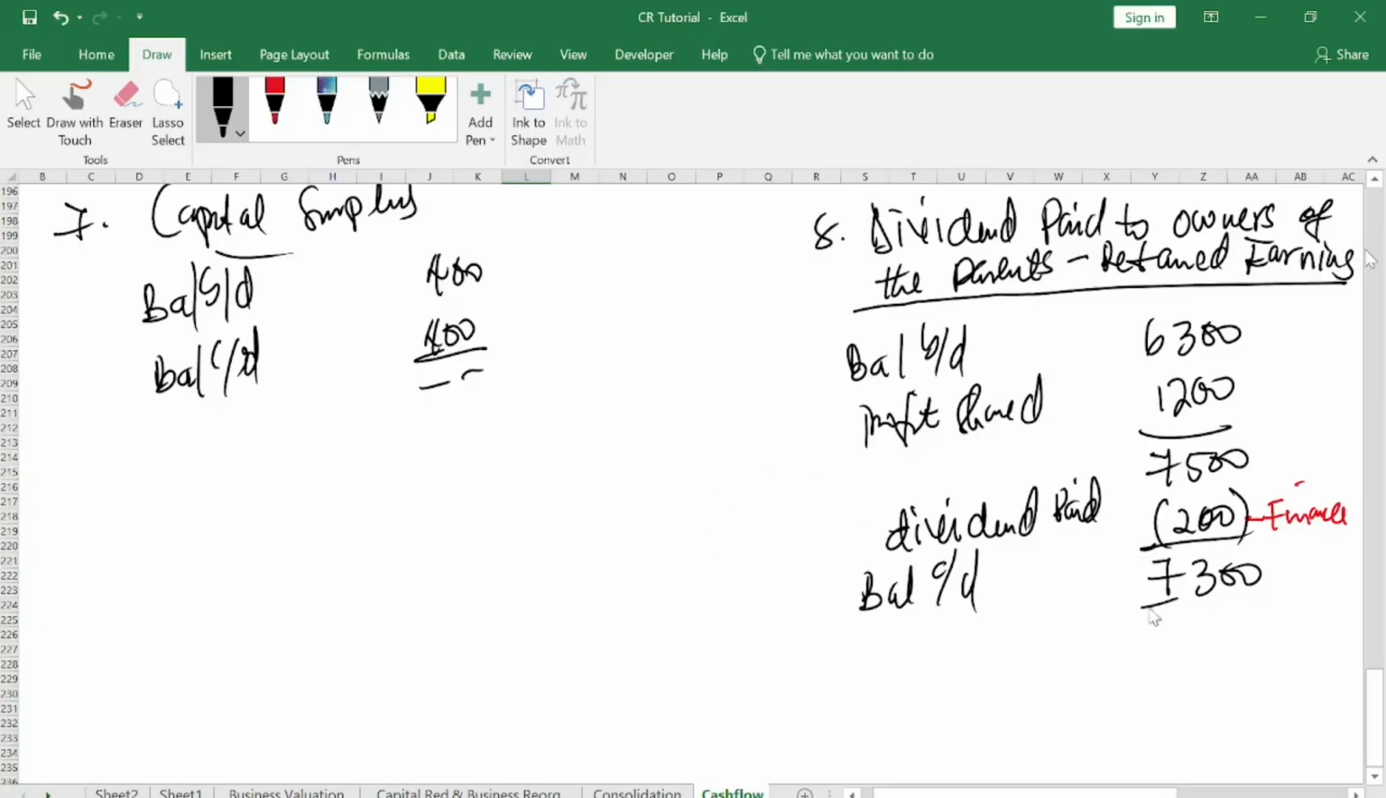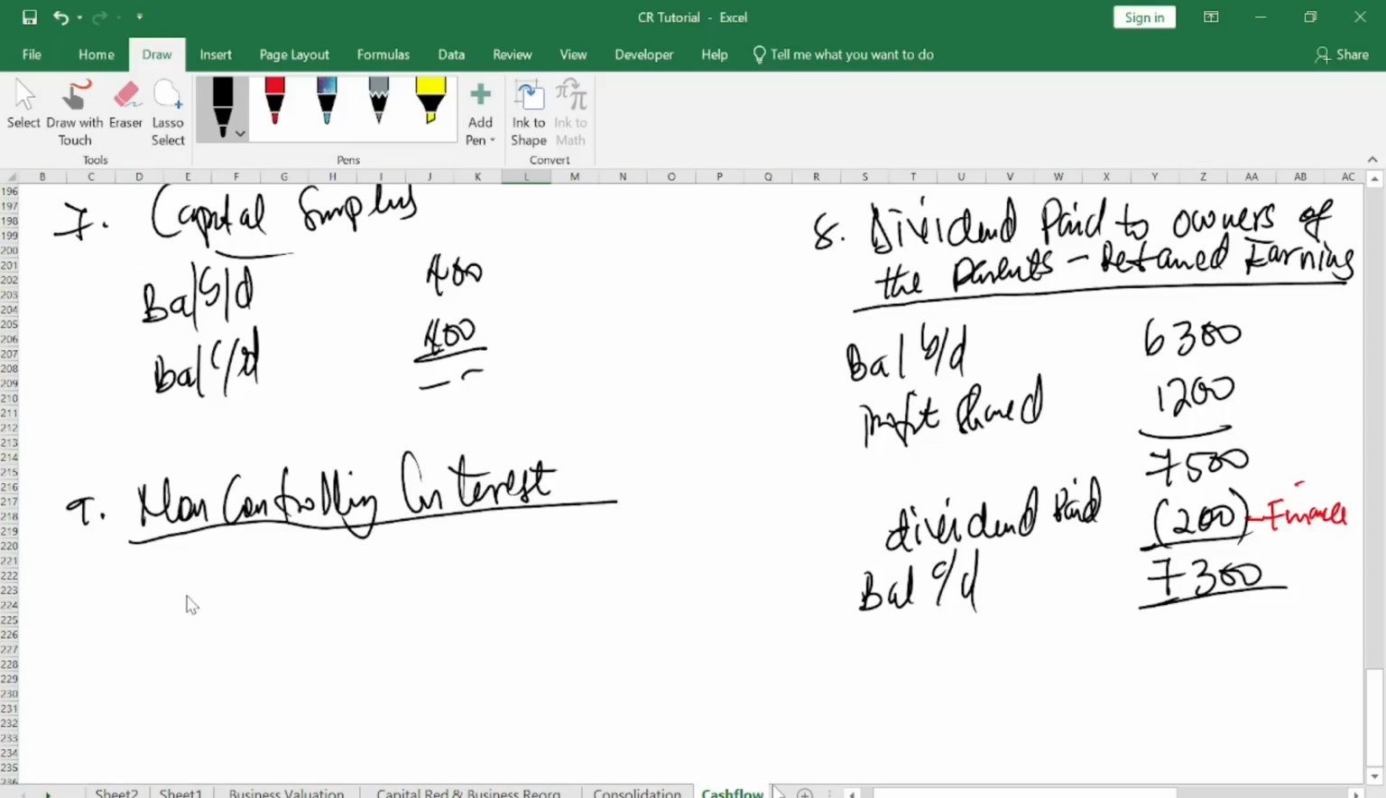Non-controlling interest, NCI. Before we calculate non-controlling interest, let us look at the value of NCI. We know that non-controlling interest is not at fair value. You remember? That's why we use the proportionate method, right? So the NCI is not fair value.